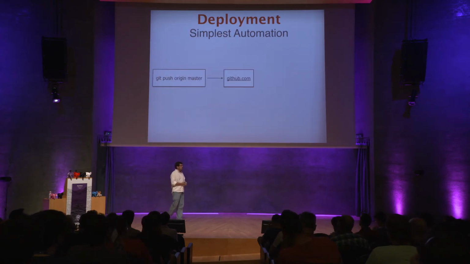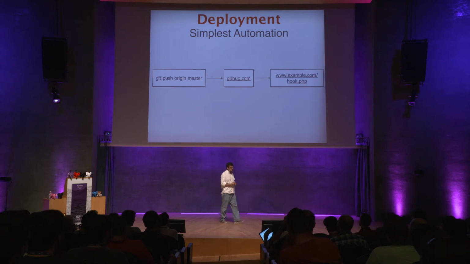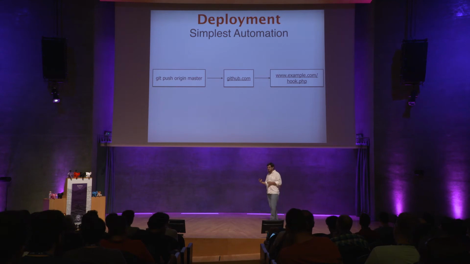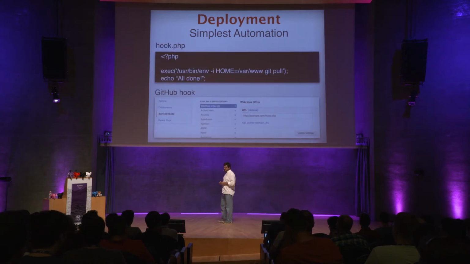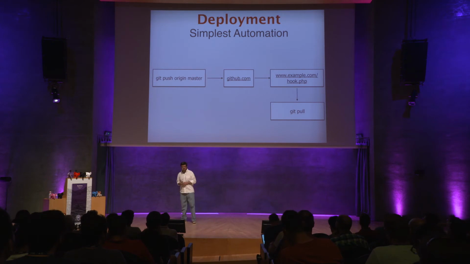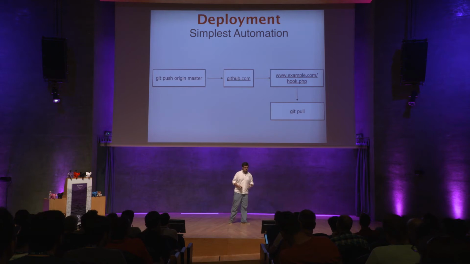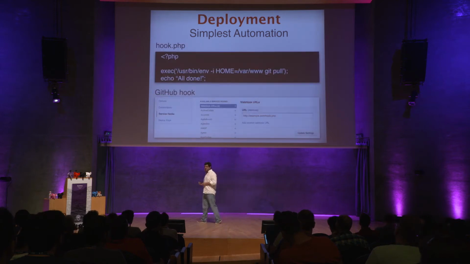The simplest way to automate a deployment process would be to, every time we push some code to Git, like GitHub or any other source control repository, configure this repository so it calls a hook to load a script on our server, and that script is going to do a Git pull. So every time we push something new, the server is going to request that change. And in PHP, this is very easily done.